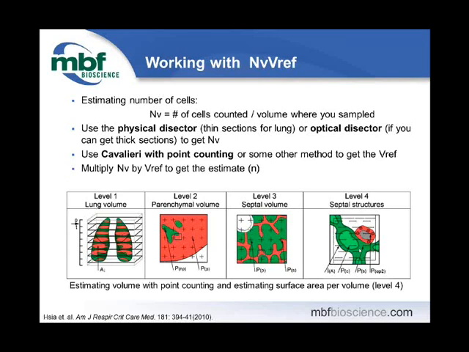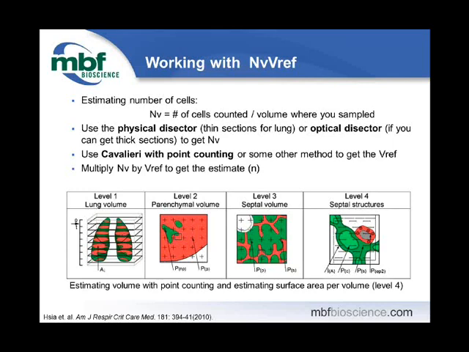In this level 4 illustration, rather than doing point counting to get the NV, we're putting lines down and marking where the lines intersect the surface area of the alveoli. And this would give us a numerical density of surface area per volume, and we could multiply that by the reference volume to come up with an estimate of the total surface area.